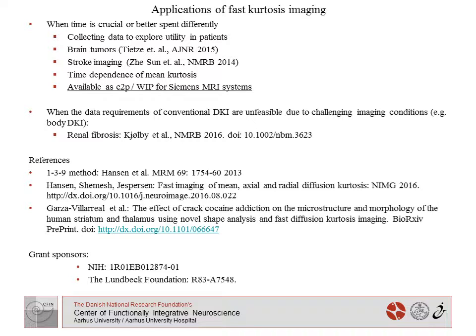We think there are many applications for fast kurtosis imaging. Essentially, any setting where time is crucial, or where an estimate of mean kurtosis is needed rapidly, our techniques are applicable. We also think that our technique makes it easier to collect data just for exploration of the utility of DKI in patient groups. We have some early reports on the utility of the technique in brain tumors in this paper from last year. And also we've seen a lot of activity from the Boston group in characterizing these techniques in connection with stroke.